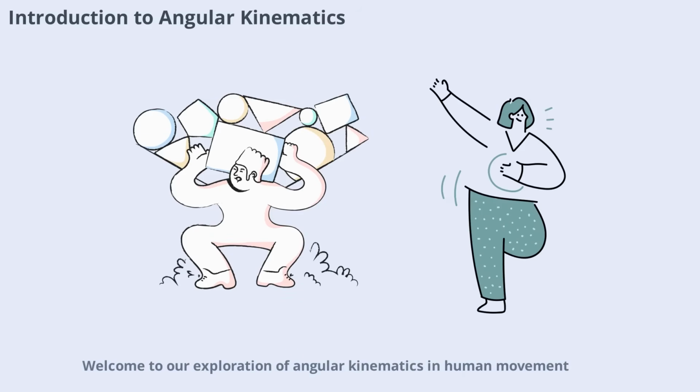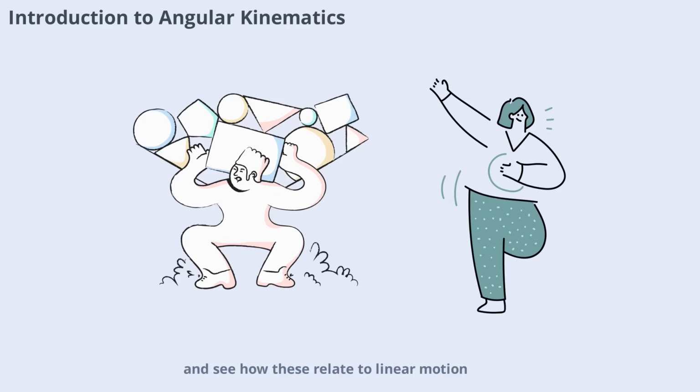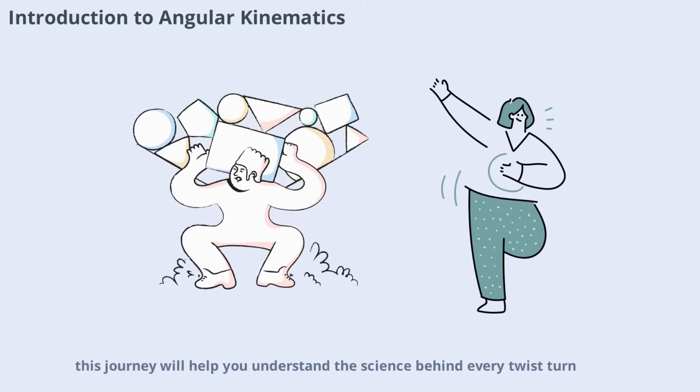Welcome to our exploration of angular kinematics in human movement. In this video, we'll dive into the fundamental concepts that describe how our bodies rotate and move through space. We'll cover the relationships among key angular kinematic variables such as displacement, velocity, and acceleration, and see how these relate to linear motion. Whether you're a student of biomechanics or simply curious about how the body works, this journey will help you understand the science behind every twist, turn, and rotation.